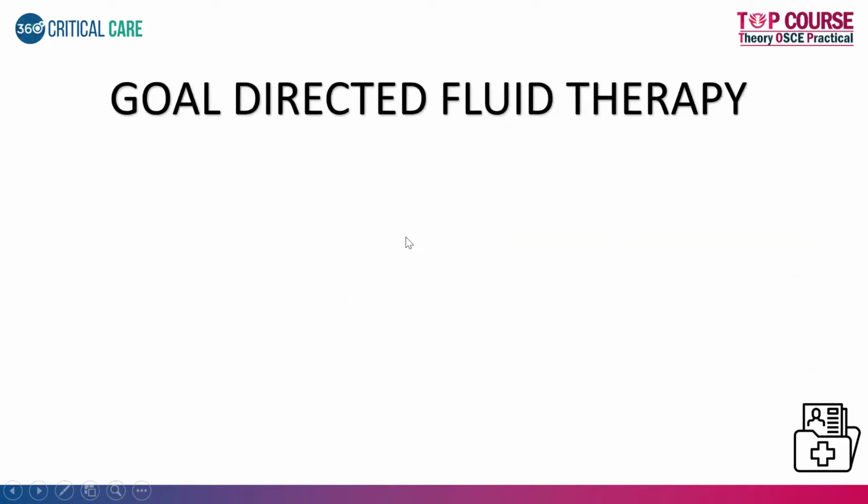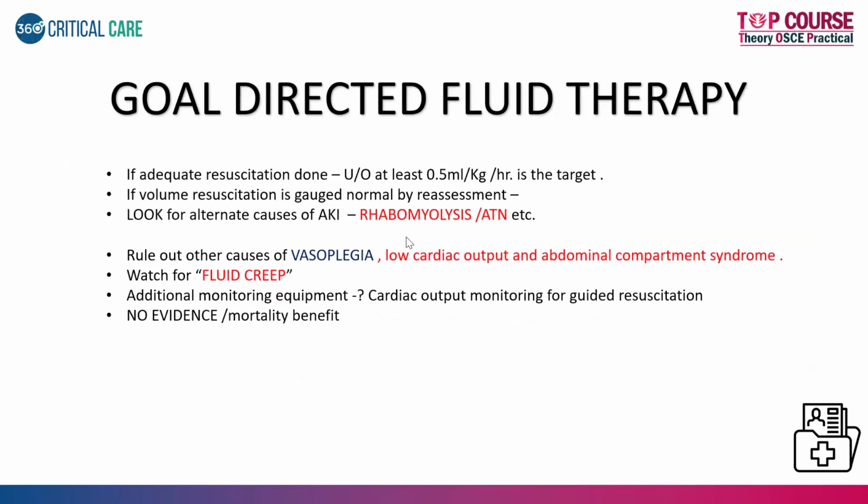Coming to goal directed therapy. Earlier I spoke to you about the concept of fluid creep. What usually happens is that if there is injudicious fluid resuscitation, it can cause interstitial edema and subsequent organ damage because of fluid retention or third spacing of fluid in such patients. Okay. So what they said is if resuscitation is adequate, the urine output should be roughly around 0.5 ml per kg per hour. That is the target.